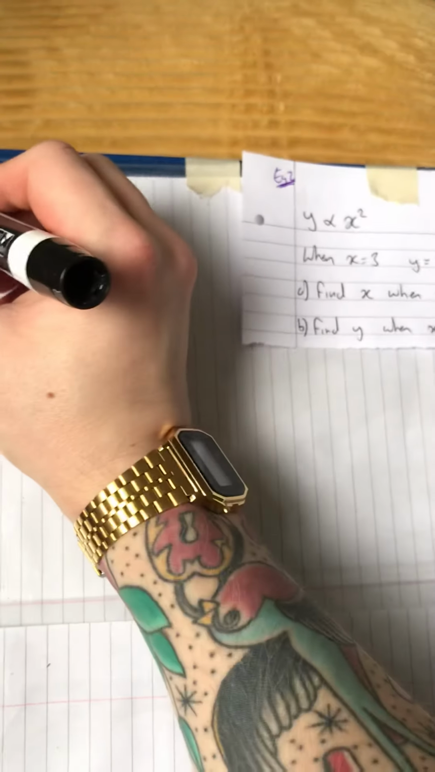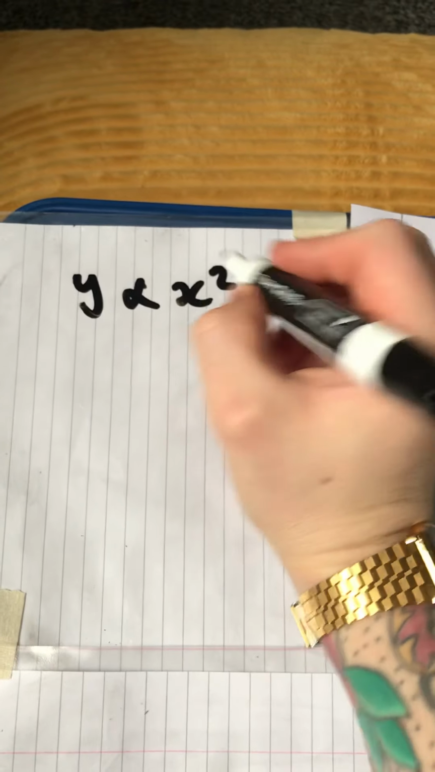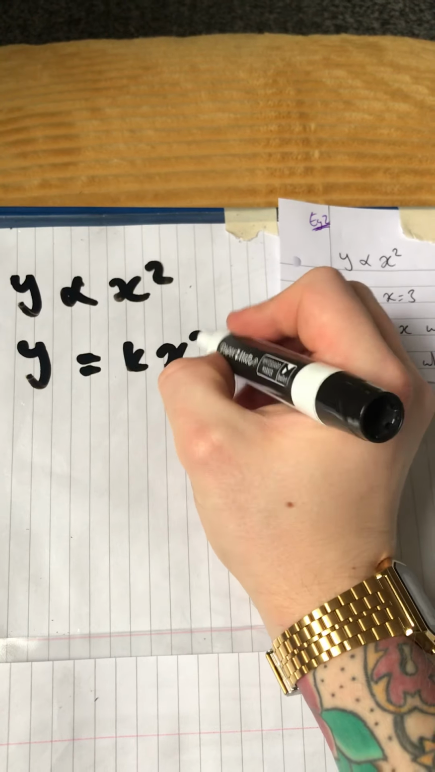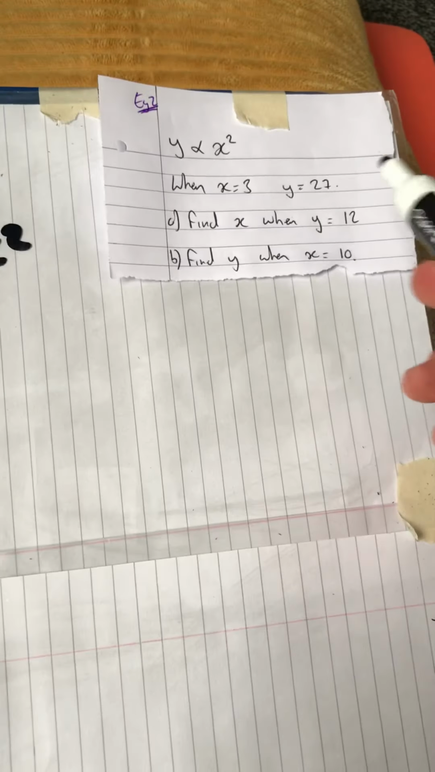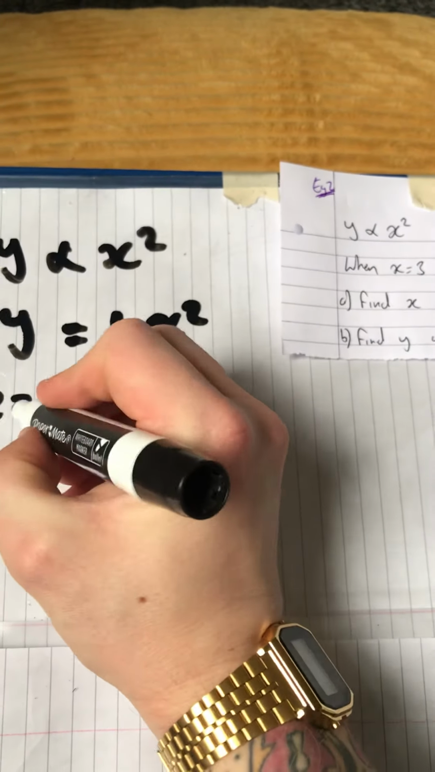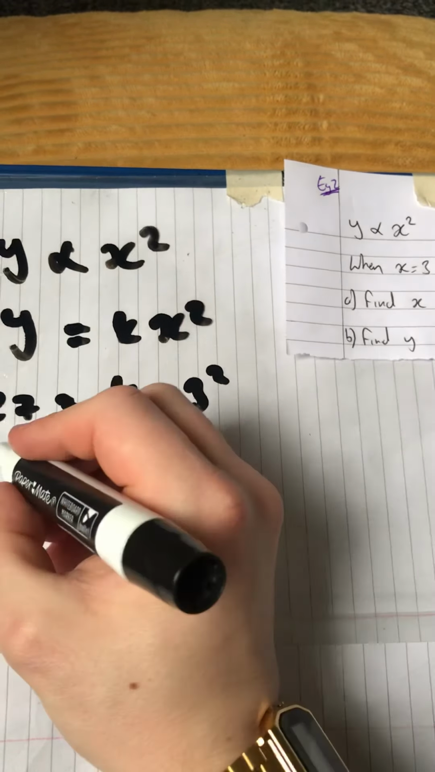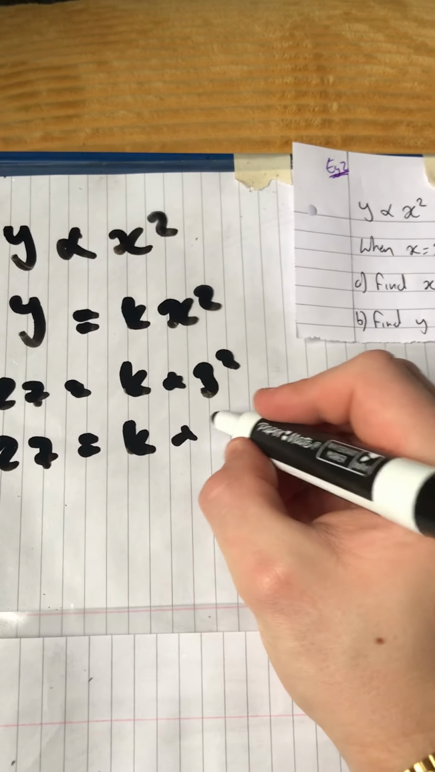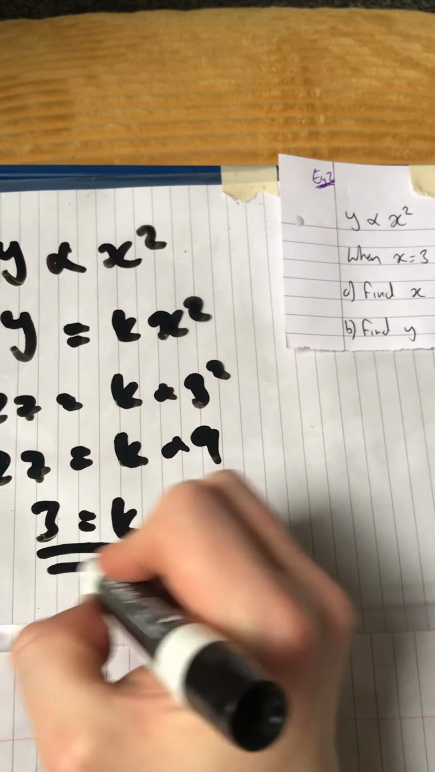So same as before guys, I'm going to start off by creating my equations. So y is directly proportional to x squared, which means that y is equal to something times x squared. I'm going to substitute in the parts that I know, which are x is 3 and y is 27. So 27 is equal to something times by 3 squared. 27 is equal to something times by 9, which means that k must be 3.